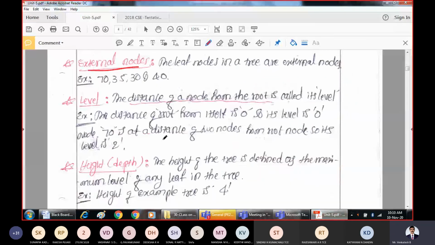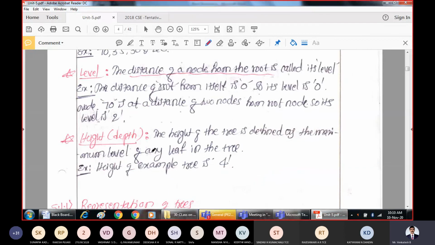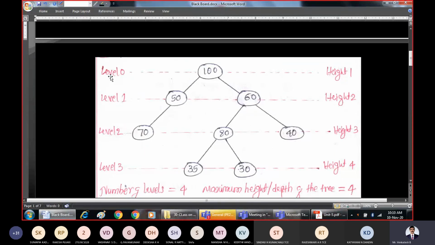What is height or depth? The height of the tree is defined as the maximum level of any leaf in the tree. That is what height is. So for example, what is the height of this tree? See, the 0th level is considered as one height, that means at least there is one node. Height is 1, height is 2, height is 3, because it is treated as ground floor, first floor, second floor and third floor. So the height of 100 is 1, the height of 60 is 2, then 3 and 4.